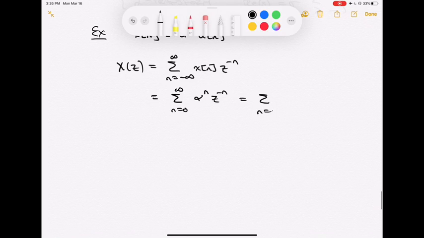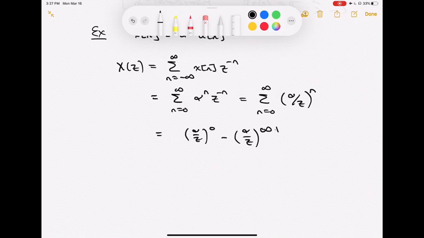It's a sum 0 to infinity, and I can combine these two because they have the same exponent essentially. I'm going to have an alpha times 1 over z, since z to the minus 1 is just 1 over z, and that's going to be raised to the n. This is a geometric sum. We have talked about geometric sums before. We know that the geometric sum is going to go to the ratio, which is alpha over z, raised to the lower limit, 0, minus the ratio again, alpha over z, raised to the upper limit plus 1, so infinity plus 1, over 1 minus alpha over z. You can just look back in your notes and you'll see how we derived this result previously.